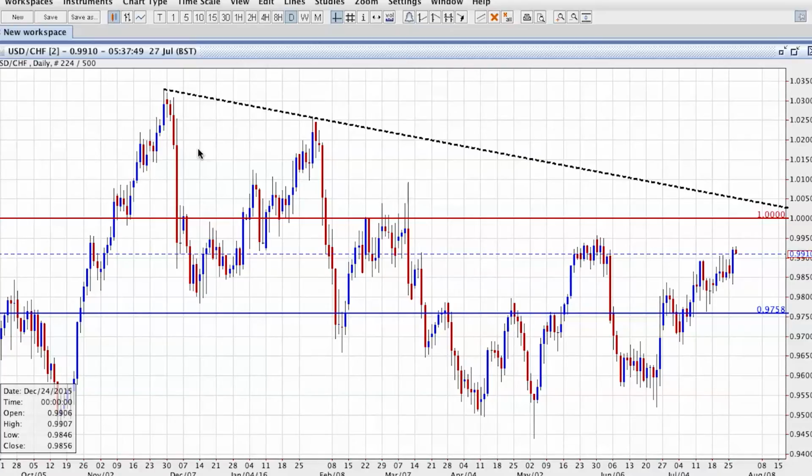If it starts to hold above parity and starts to make higher highs, then we can potentially see a large breakout to the upside, or alternatively we can see if this is just a fake move on the US dollar and it's actually going to reverse its course.